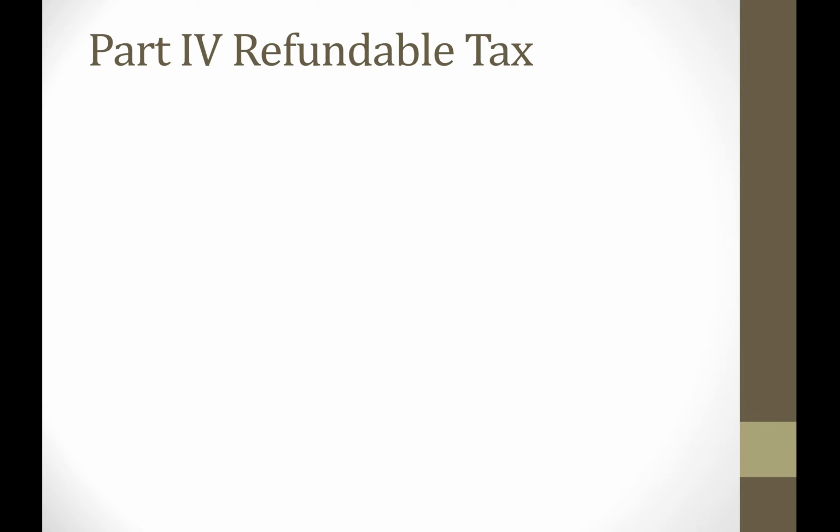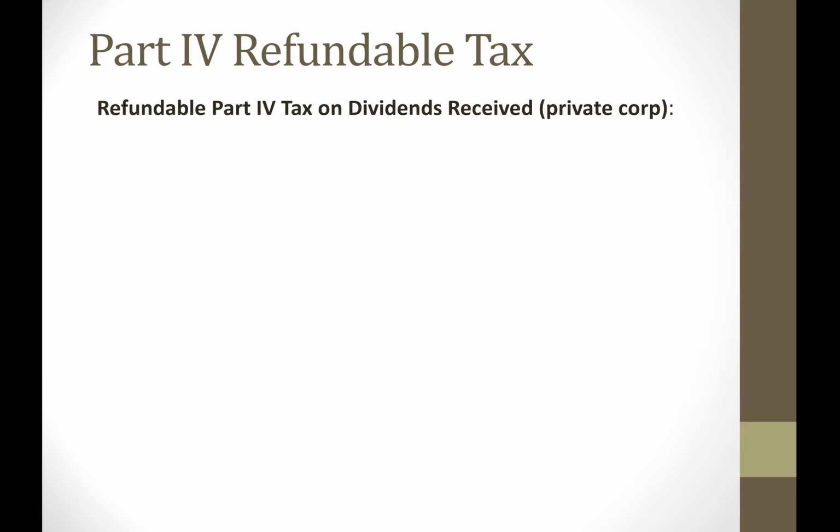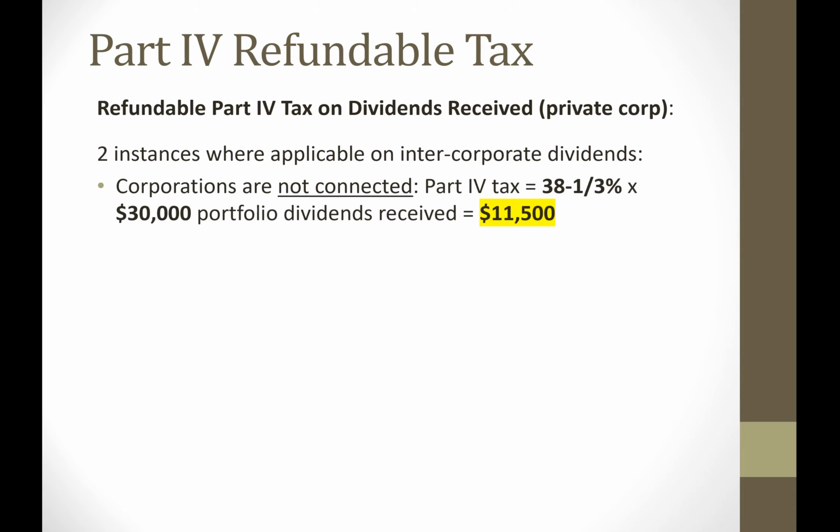Part 4 refundable tax. Now Part 4 refundable tax, if you remember from the earlier lecture, only applies to dividends received by a private corporation. So whereas the additional refundable tax, the ART, applies to aggregate investment income for a CCPC, the Part 4 refundable tax applies to all private corporations on the receipt of dividends. Now, with the Part 4 tax, there are 2 instances that we have to do this calculation. The first instance is if the corporations are not connected.